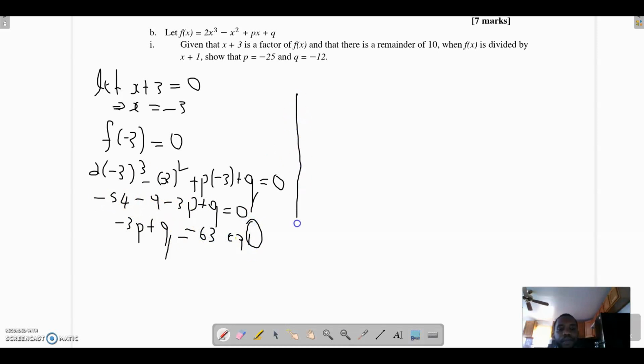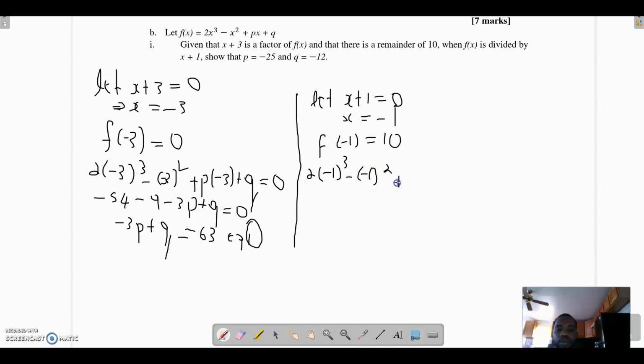All right, for equation 2, we can use the concept that we get a remainder of 10 when it is divided by x plus 1. So let x plus 1 equal 0. It means that x would be equal to -1. So f of -1 would be equal to my remainder, which is 10. So we have 2 times -1 cubed minus -1 squared plus p times -1 plus q is equal to 10.